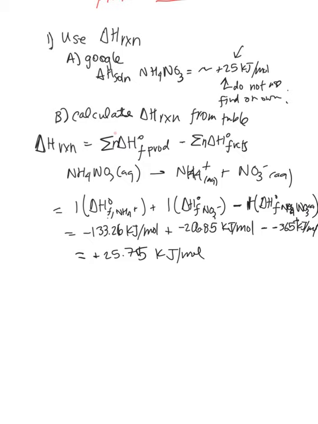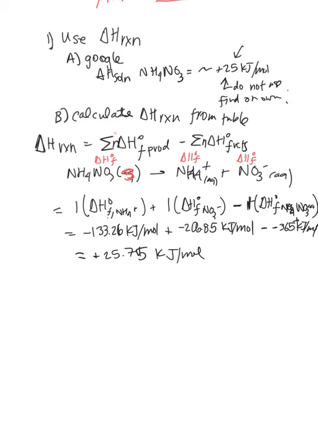So what we have to do if you want to use the values from the table is take our reaction here. We start off with solid ammonium nitrate, not aqueous, and it breaks up into NH4 plus and NO3 minus aqueous in solution. So to find the delta H for the reaction, we have to have the delta H of formation for NH4 plus and the delta H of formation for NO3 minus, and subtract the delta H of formation for solid ammonium nitrate.